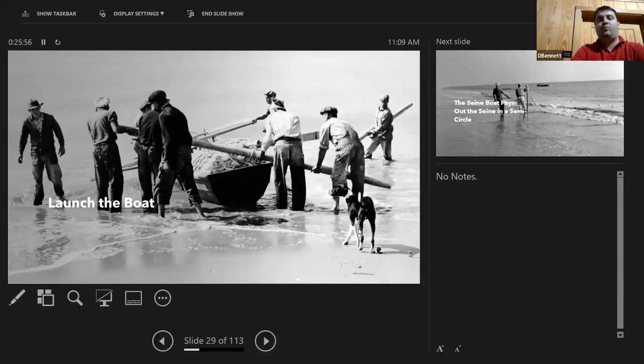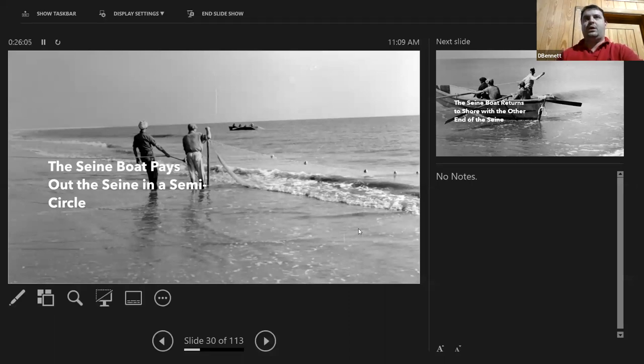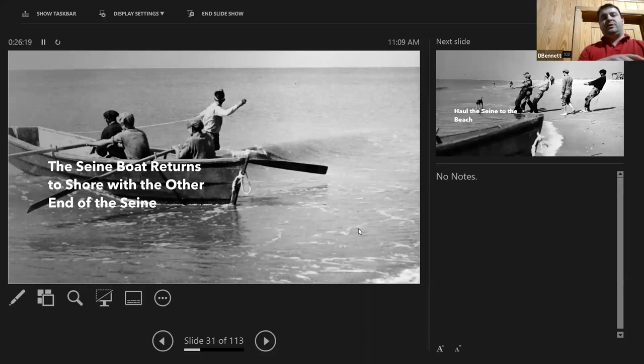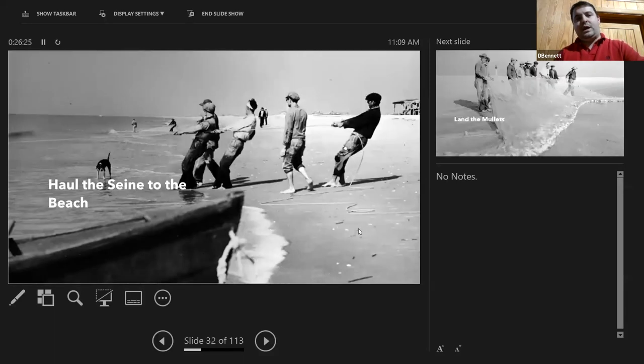When they spotted a school of mullet moving along the shoreline, they would launch a boat, and you'd have a group of men stay on shore to anchor one end of the net while men in the boat were paying out their seine in a semicircle along the shore. And then those men in the boat would land the other end of the net. And then everyone would start hauling it in, oftentimes by hand. Sometimes there's a horse or a mule available to assist in hauling in that seine. Later on, they're using trucks.